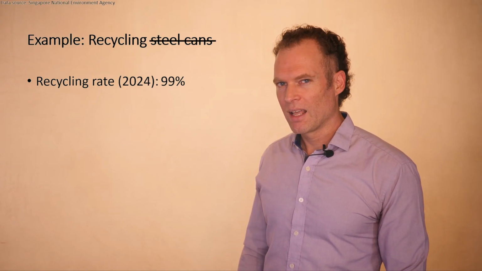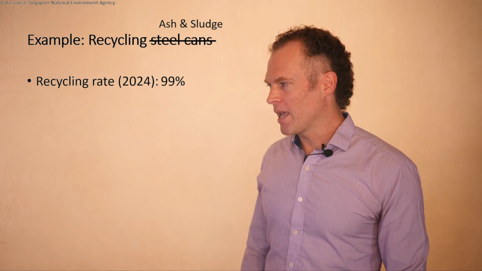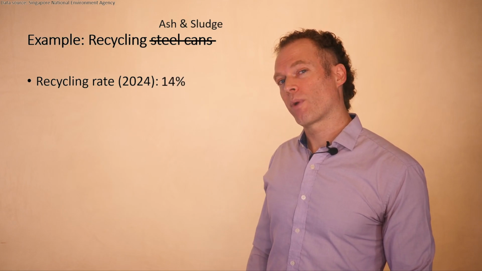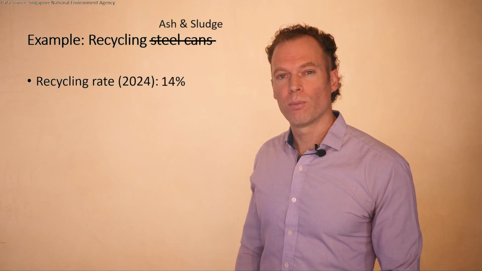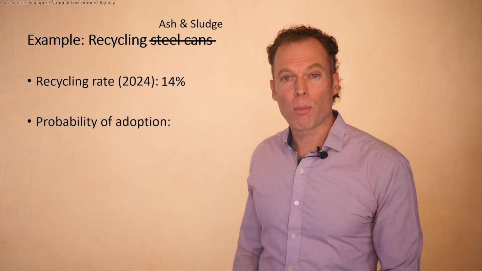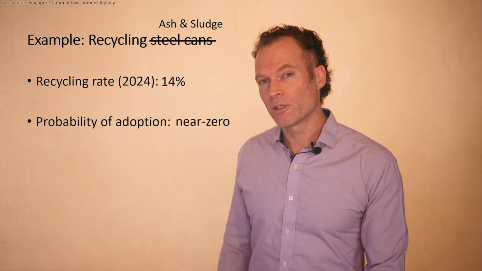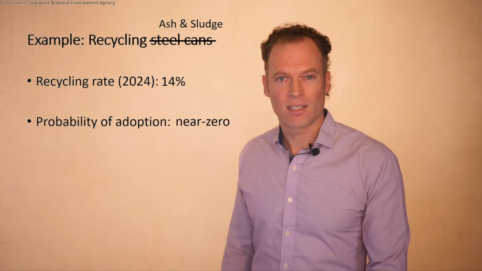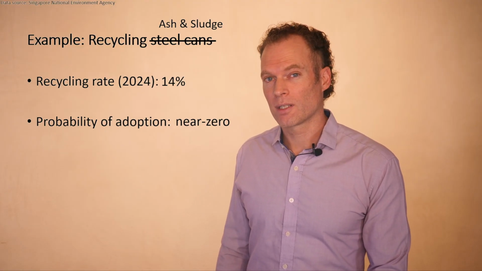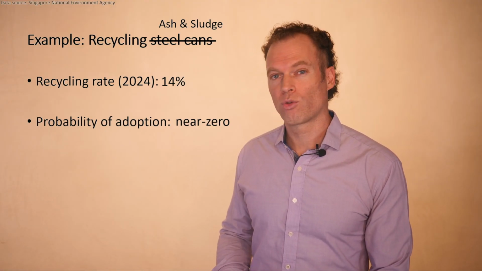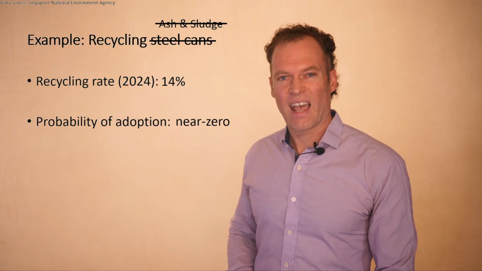So let's say nah. If we look elsewhere in the data from NEA, we see ash and sludge has a recycling rate of 14%. A lot of room for improvement. What's the probability of individual consumers like you and me adopting this? I would say it's near zero. Ash and sludge sounds like something industries deal with. It's not something individual consumers have control over. All right, so let's not look at ash and sludge.